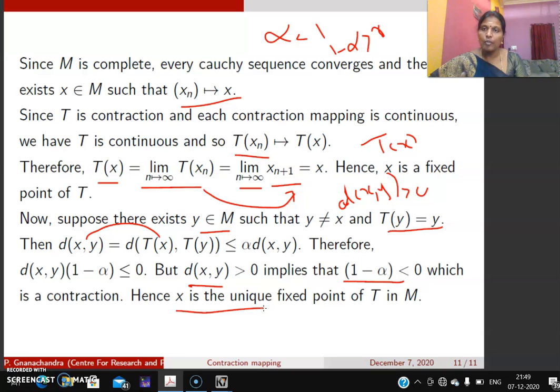So in this video, we established the definition of contraction and some examples, and the main theorem, the contraction mapping theorem or fixed point theorem. I think you have understood the concept, guys.